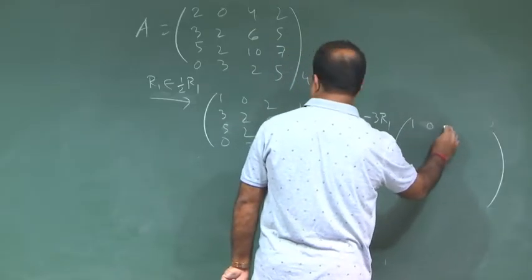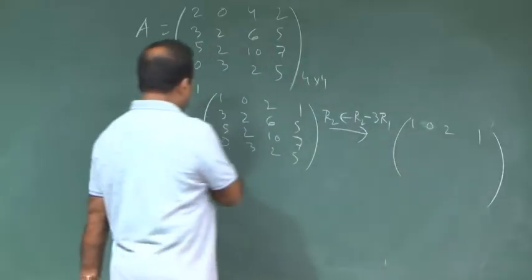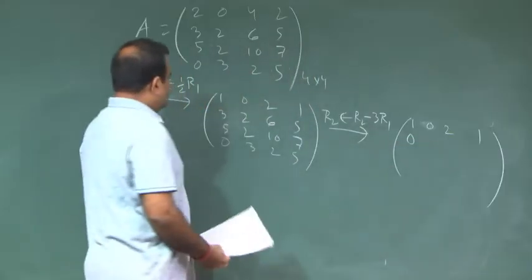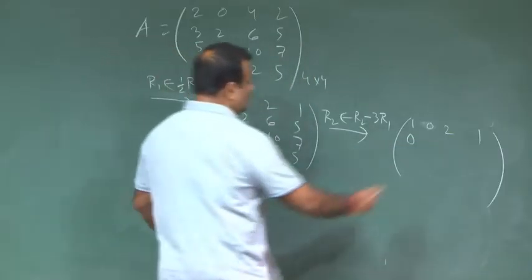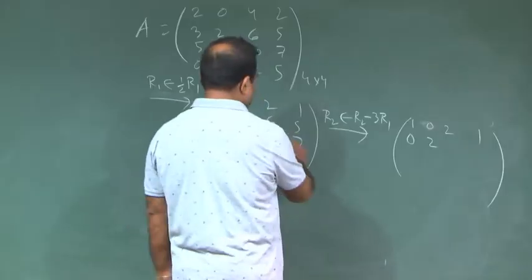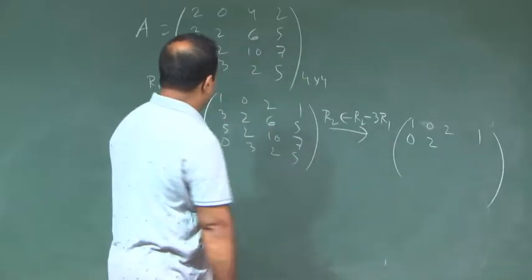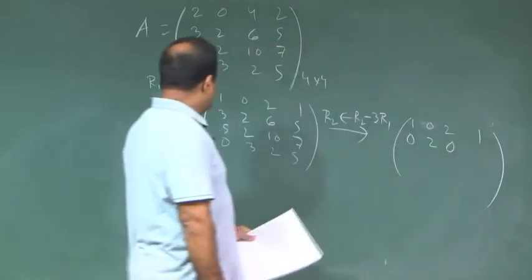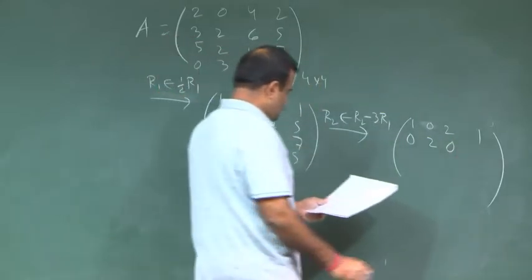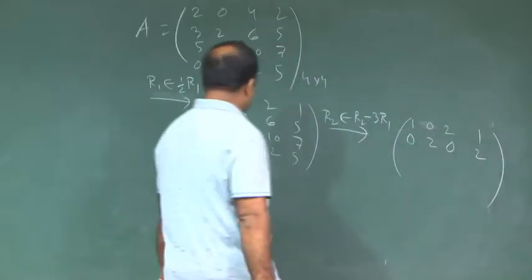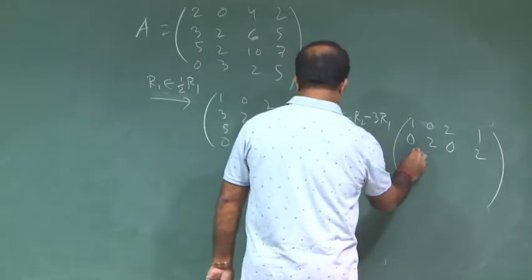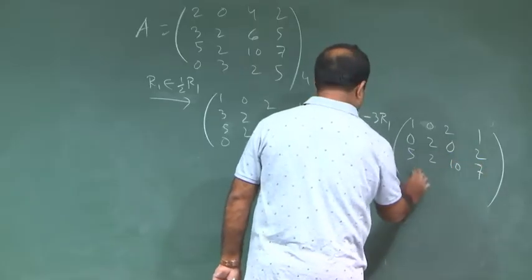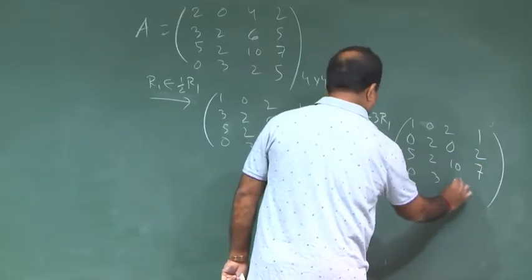Row 1 will remain the same. In row 2, the first entry will be 0, this is 2, which remains unchanged, and this is 3. We multiply 3 with the entries of row 1, so this will again be 0, and this will be 2, and the remaining rows are unchanged: 2, 10, 7, 0, 3, 2, 5.